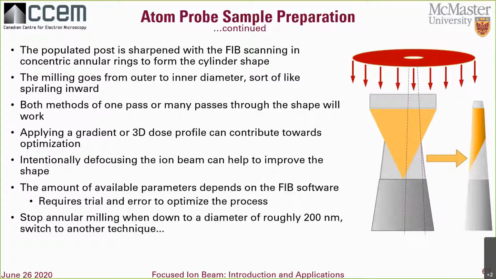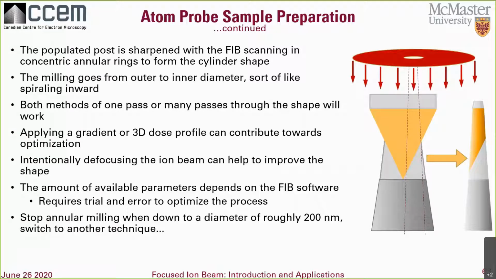Each populated post is thinned with the FIB scanning in concentric annular rings, excluding the center, to form a cylindrical shape. The milling starts from outer diameter and finishes at the inner diameter, sort of like spiraling inward. Just one pass or many passes to the shape will work, and applying a gradient or a 3D dose profile can also be used here for more optimization. Another shaping trick is to intentionally defocus the ion beam.